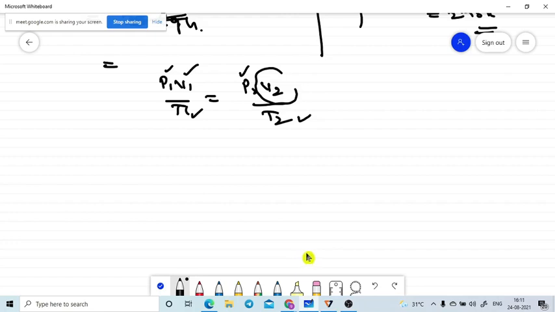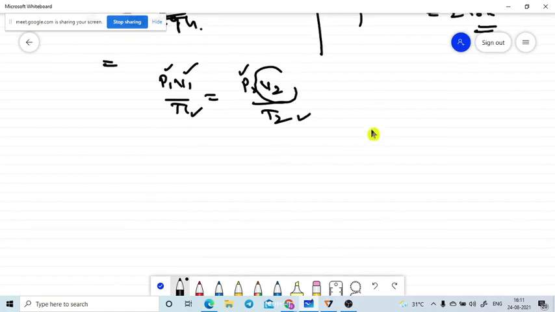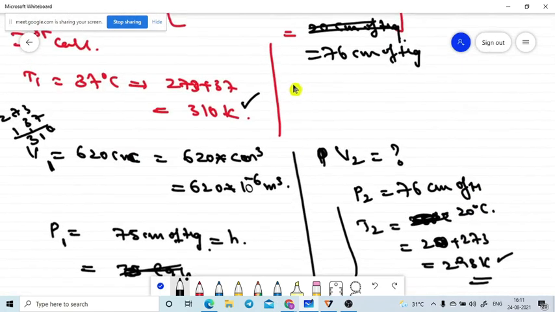Or the P2 value? What I already told, it is the normal temperature pressure.